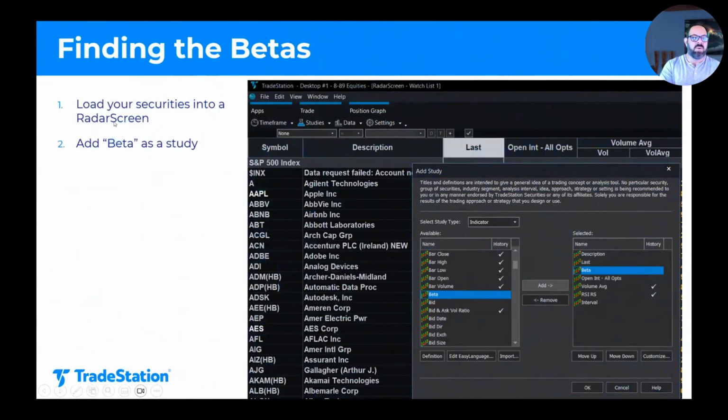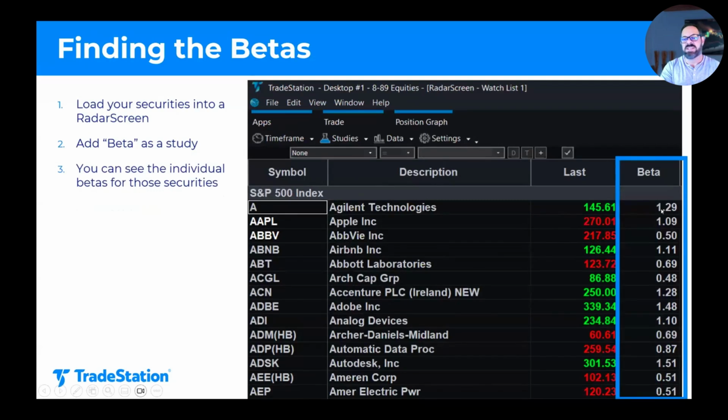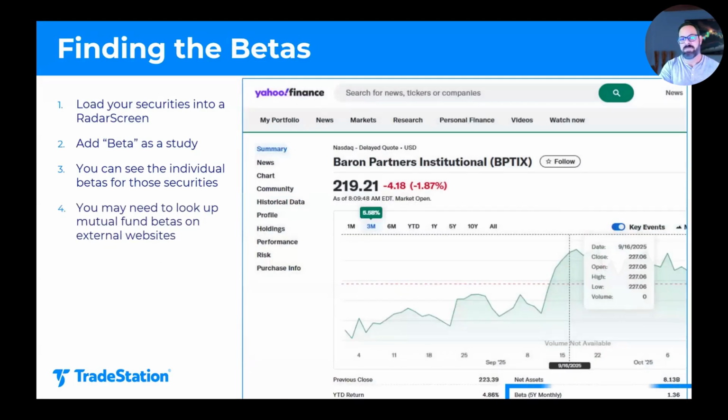So again, you can go into radar screen. I actually just showed you how to do this and add beta into one of the columns and put in your portfolio right there. And you can see the individual betas. Now, when you're dealing with some mutual funds for your personal holdings, perhaps in your retirement accounts, you may not be able to find the betas there. You can usually find them online with some sort of financial website. I happen to use Yahoo Finance, for instance, and looked it up. And when you look it up, you'll see beta. It'll show you what the beta happens to be.